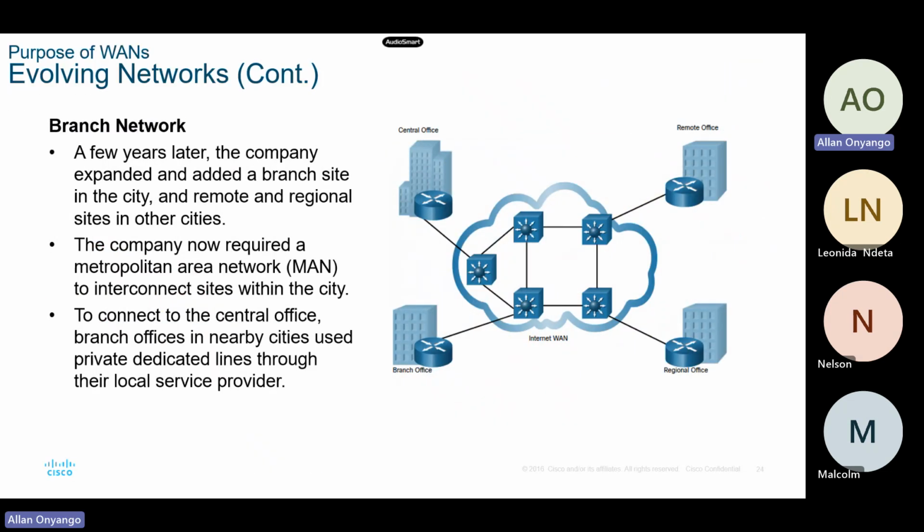Okay. Now, within another probably 10 years or so, the company has expanded, all right? If they were in the country, they've expanded and added some branches within the country. And so they have some people that work remotely. They have the central office. Now they start employing things like metropolitan area networks to interconnect different cities. They want to connect the central office and the branch offices countrywide. So this is like about another 10 to 15 years. The company's got branches now.